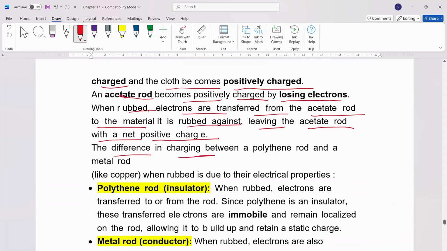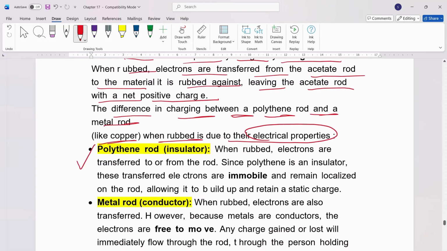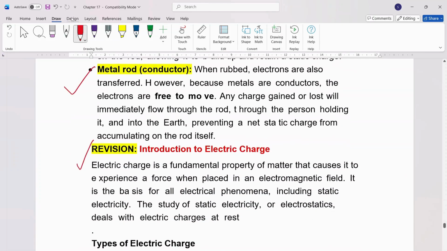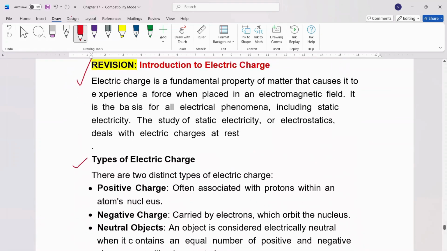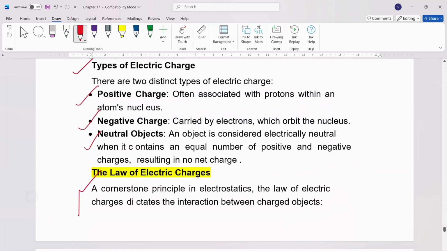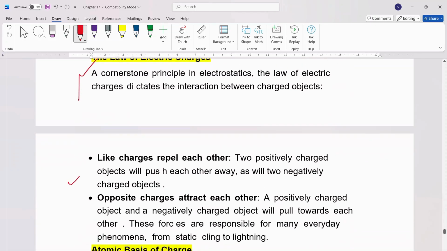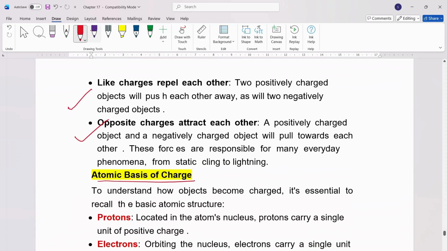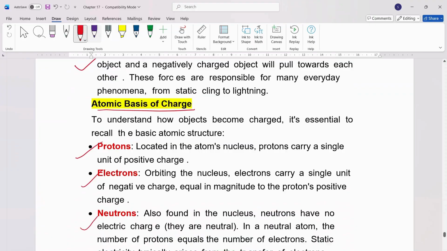The difference in charging between a polythene rod and a metal rod like copper when rubbed is due to electrical properties. Similarly, we have discussed insulators and conductors. There is a short revision for the overall processes, the types of charges: positive, negative, neutral. We have studied the law of electrical charges: like charges repel and opposite charges attract. Atomic basis of charge: proton, electron, and neutron.